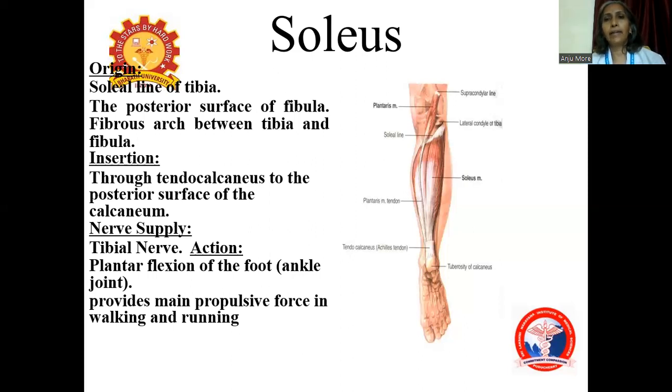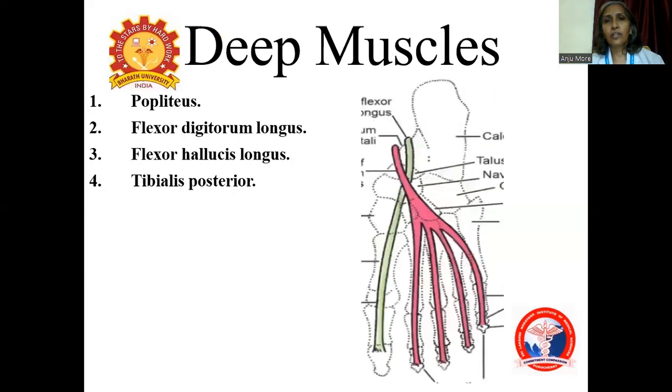One is plantaris, second is gastrocnemius, and third is soleus. Now the deep region of the posterior compartment of leg, deep to the deep fascia, is having four muscles, and these four muscles are popliteus, which is a key muscle for the locking and unlocking of the knee joint and is limited to the knee joint region or to the popliteal fossa.